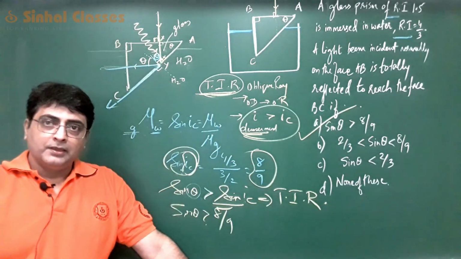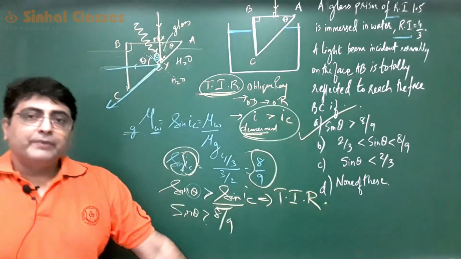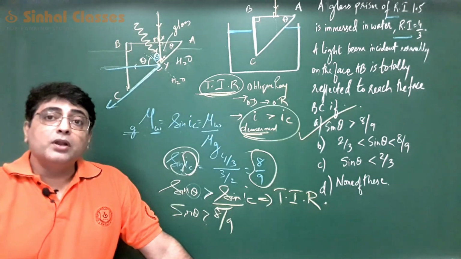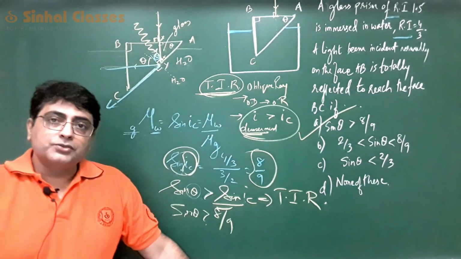8/9. So these are the few things which the student should keep in mind while solving questions related to refractive index and based on total internal reflection. Hope you have understood this question, students.